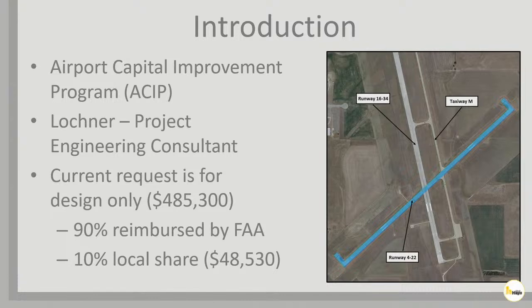Lochner was chosen as our airport engineering consultant for the project and has prepared an engineering agreement to provide design services required for the project by the FAA. Cost is $485,000 and is eligible for 90% funding through the FAA. Design scope will include all the traditional aspects, development of construction plans, contract documents. There's various engineering design reports that the FAA requires, and then as well as the formal bidding of the project.